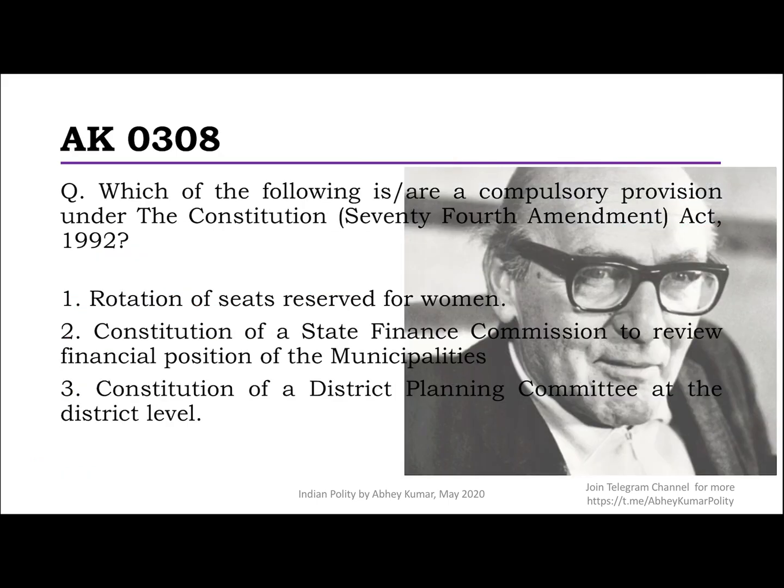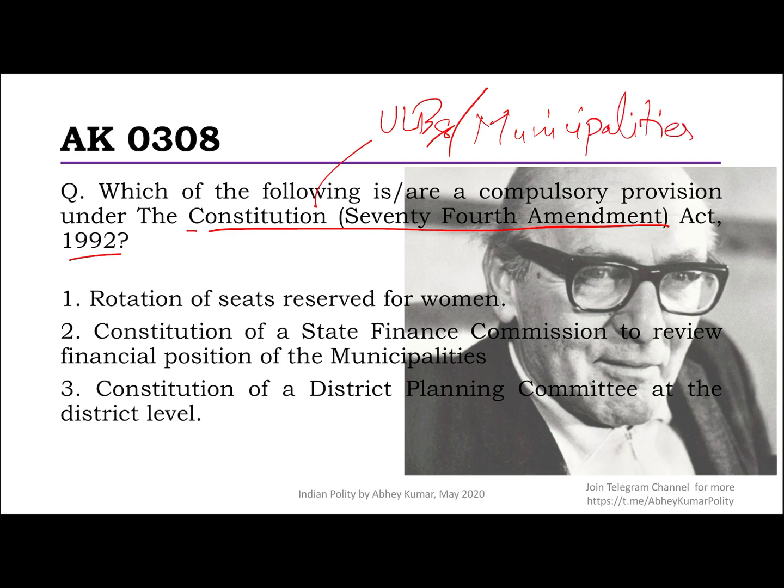Which of the following is or are a compulsory provision under the Constitution's 74th Amendment Act? I'm sure you can relate easily that this deals with the urban local bodies, or simply the municipalities in India. The 73rd Amendment dealt with the panchayats, that is Part 9, and the urban local bodies are Part 9A.